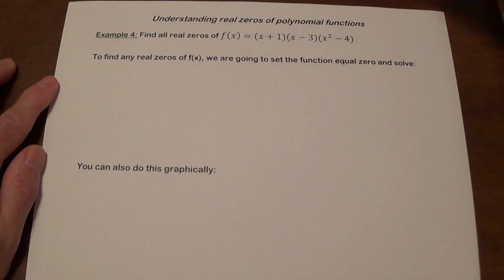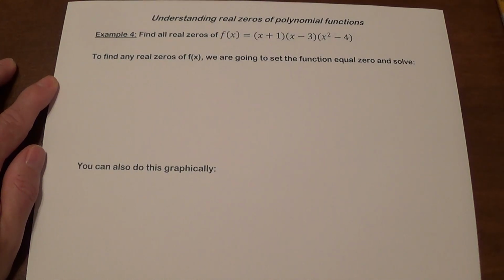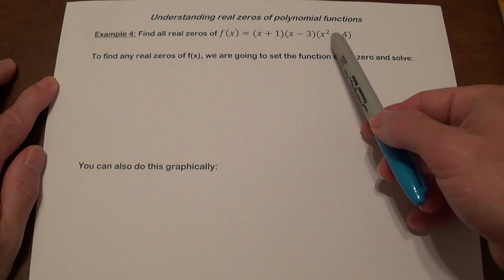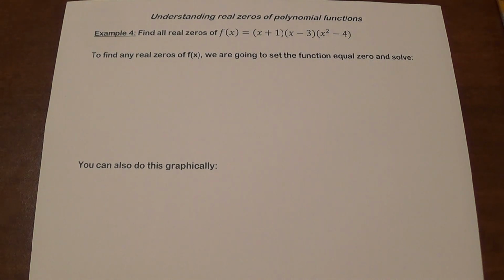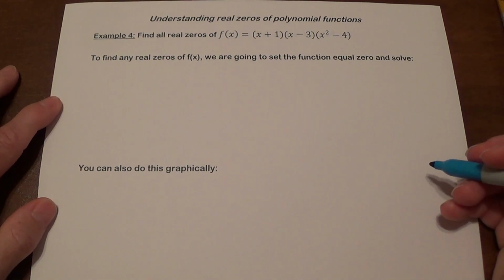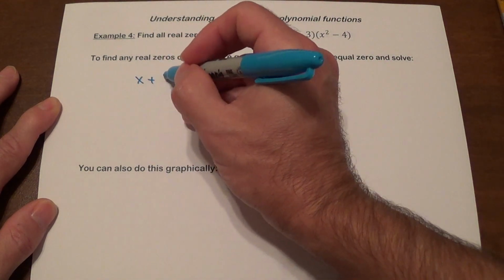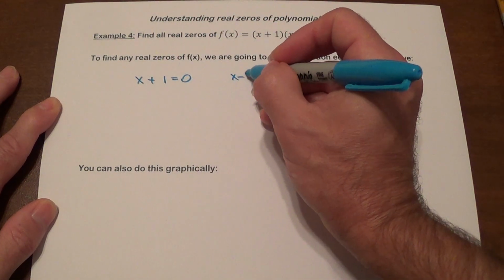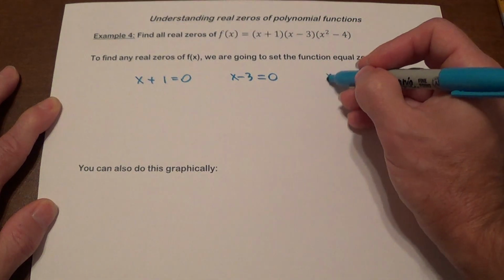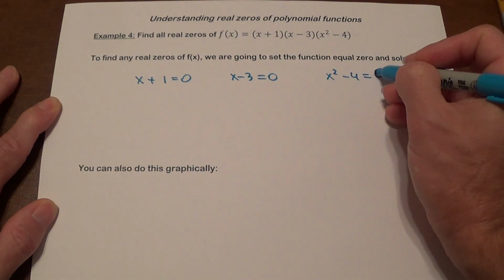All right. Next example, same work. Note that it's x squared minus 4 here, which is okay. That means we're going to have 1 quadratic equation. So what we want here is x plus 1 to equal 0, or x minus 3 to equal 0, or x squared minus 4 to equal 0.